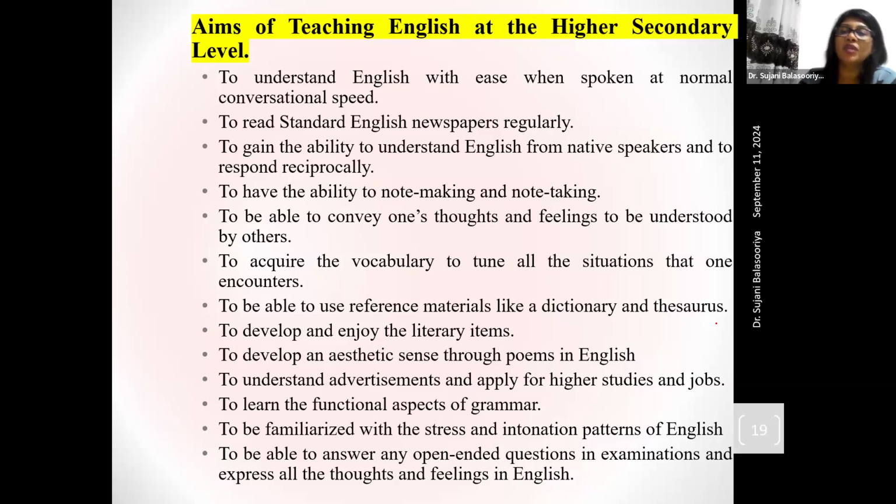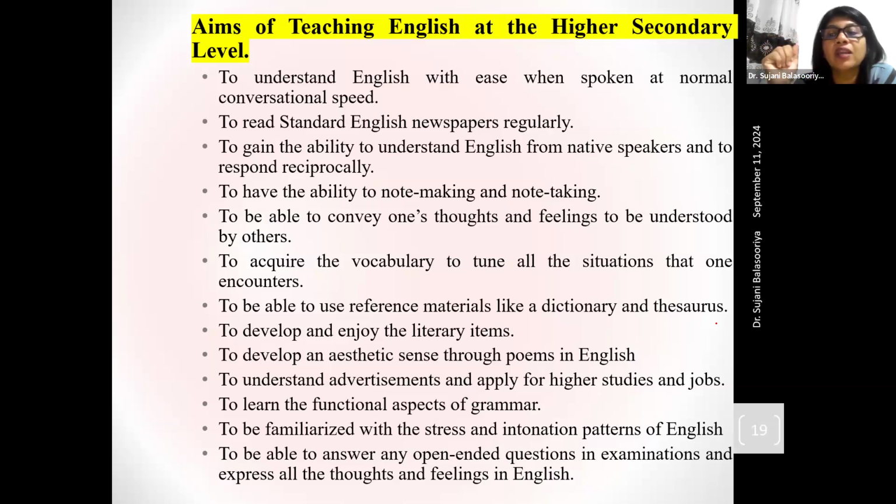And to gain the ability to understand English from native speakers and to respond reciprocally. That means communication, having communication with the native speakers, right? It should happen in both ways, right? Understand English spoken by native speakers and also should be able to respond to the native speakers in English itself. Okay, reciprocally, both ways.